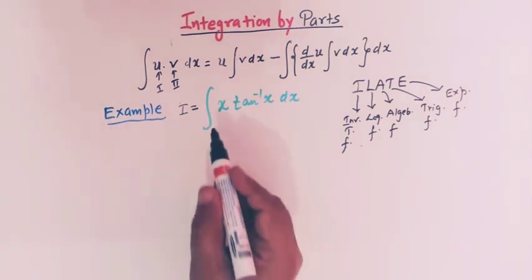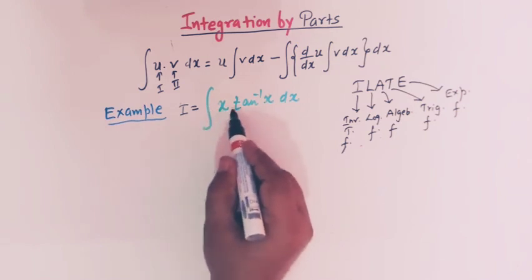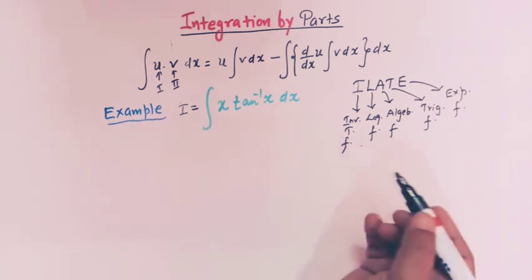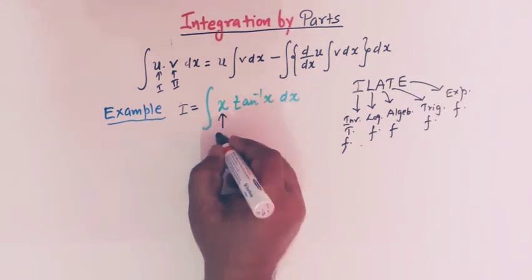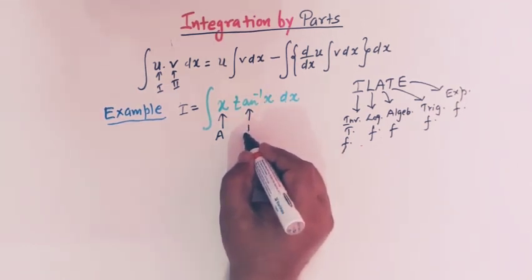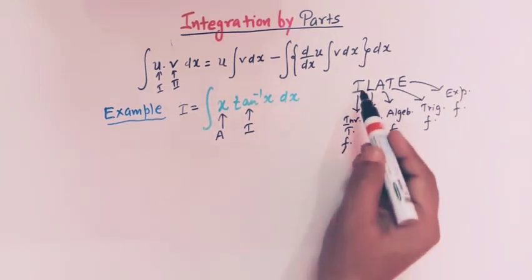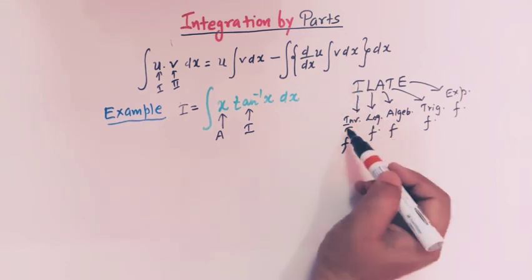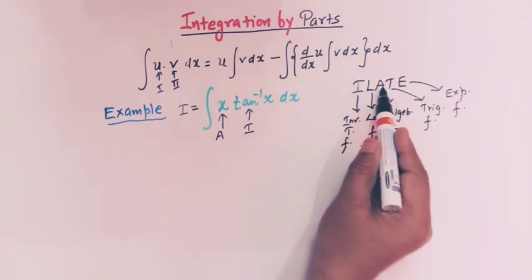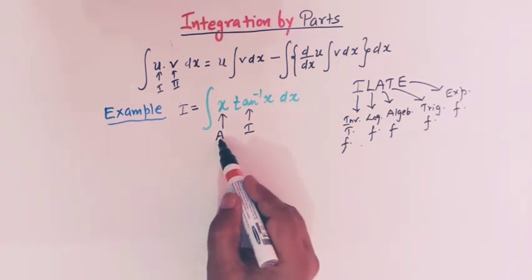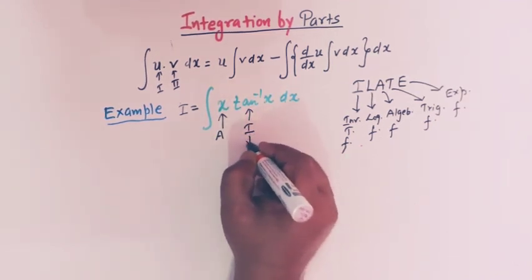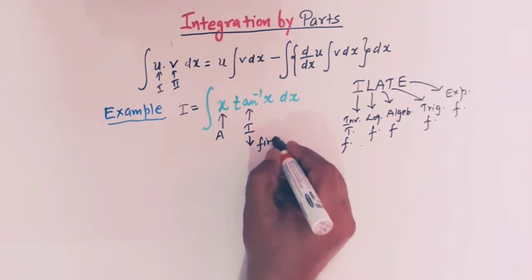Now let us take this problem. Here we have to integrate x multiplied by tan inverse x dx, right? So now here we see that this is the algebraic function, and this is the inverse trigonometric function, right? And here we see that I stands for inverse trigonometric function, and I comes before A, that is algebraic function. So I is to be taken as the first function, right?